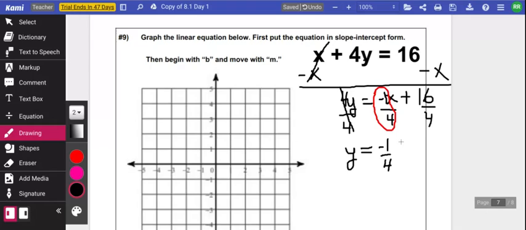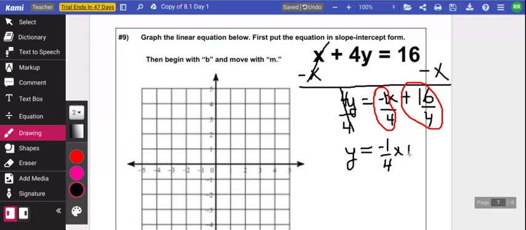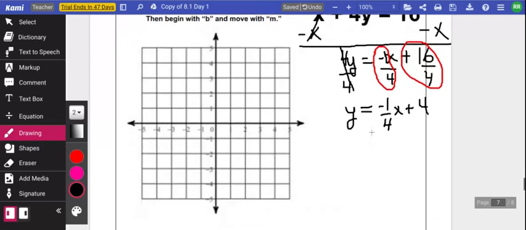x, right? Don't forget your x. You got to bring it with the term. So negative 1/4 x. And then what is this right here? You have a positive 16 over 4. What is 16 divided by 4? That's positive 4, right? So plus 4. Now this equation is in slope-intercept form. Okay, this right here is slope-intercept form.